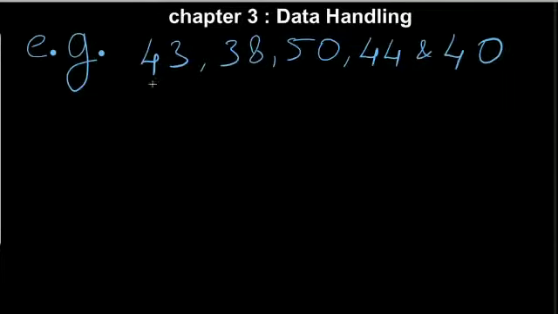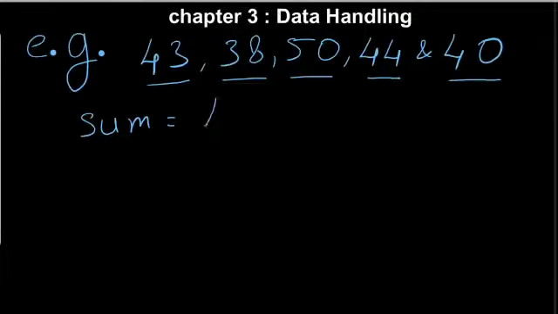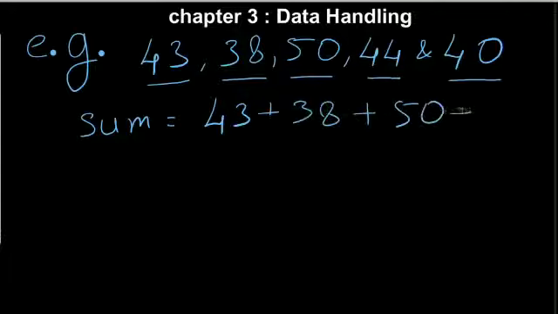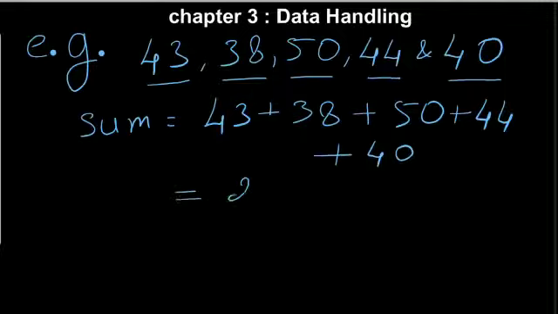In this example, here are the marks of 5 subjects. Suppose in maths 43, in SST 38, in English 50, in Hindi 44, and in science 40. We have to find the arithmetic mean of it. First we have to find the sum. So sum is equal to 43 plus 38 plus 50 plus 44 plus 40. When you add all these numbers, the answer becomes 215.